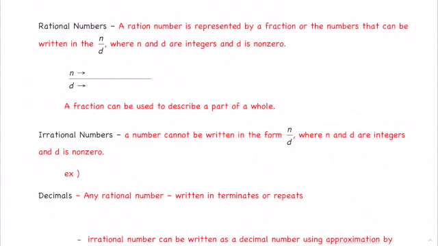We're going to talk about rational numbers. When you do rational numbers, the definition is that a rational number is represented by a fraction, very important, or a number that can be written in fraction form. So in this case, n over d, where n and d are integers, so there's no decimal on top or bottom, and d is non-zero. That means d right here cannot be 0.